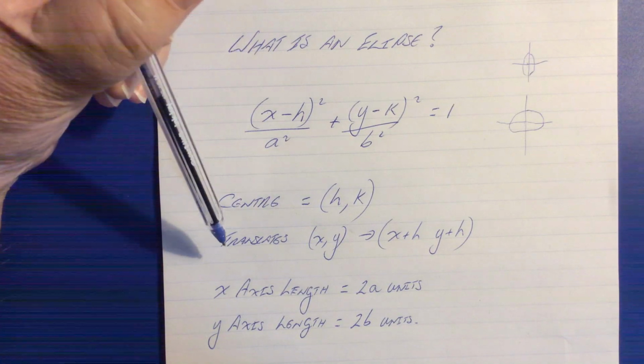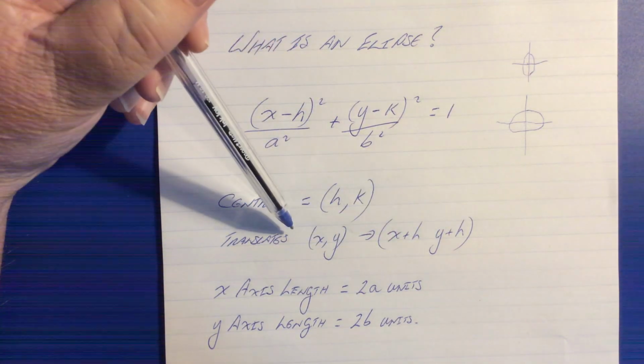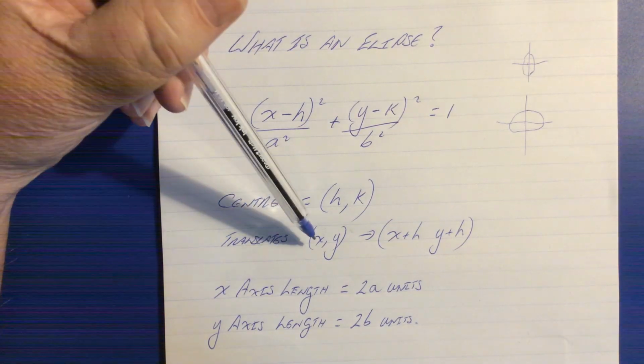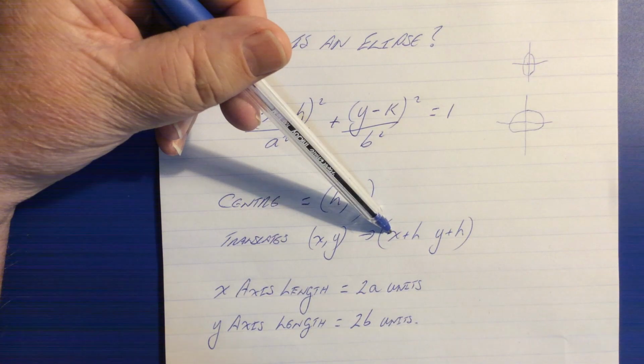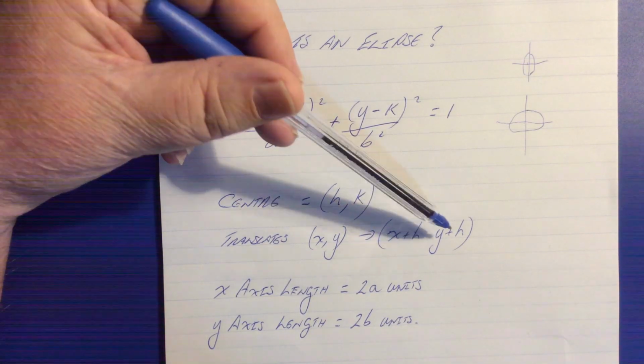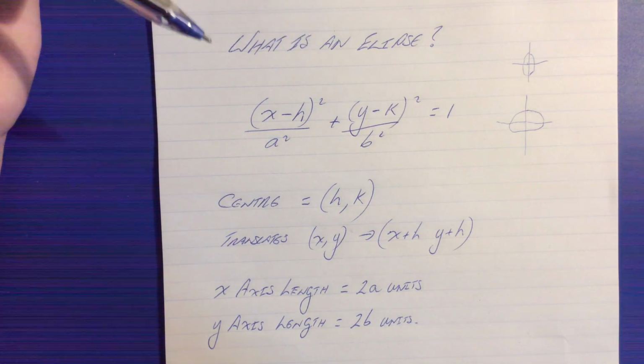Now, what happens is, and I've put this down here just really for information, x, y is translated as you see, x plus h, y plus k here. So that's what goes on.